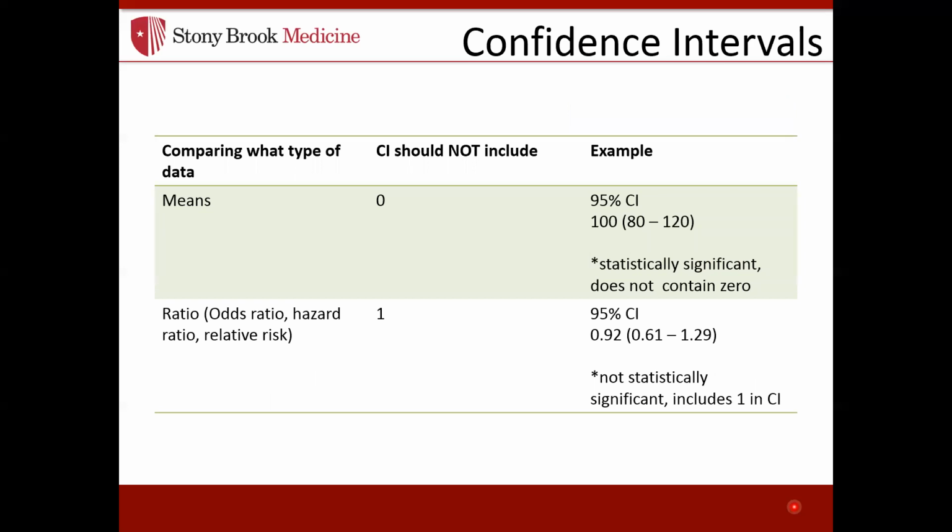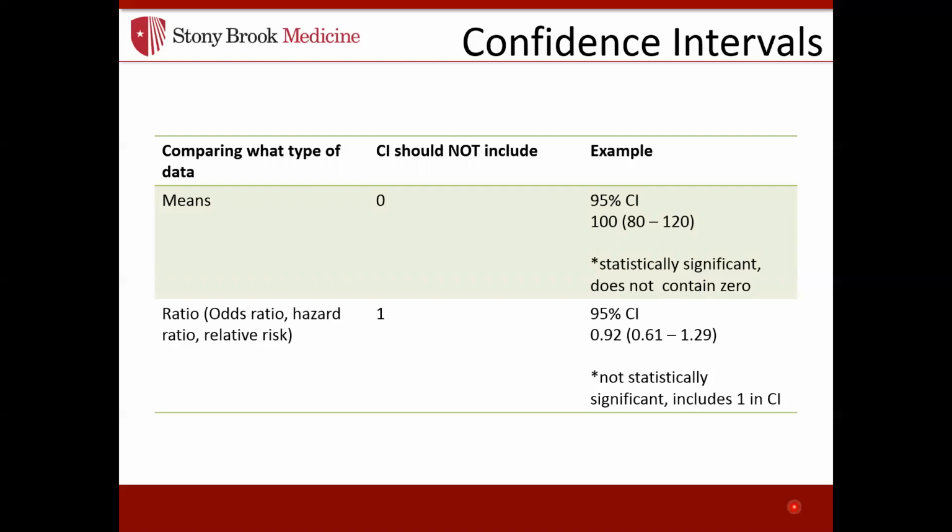In order to really see what would be a statistically significant confidence interval, you'd have to look at the type of data that you're comparing. If it is a means data, then the confidence interval should not include a 0. Here's an example. If you have a 95% confidence interval, and you have this value 100, and then this confidence interval between 80 to 120, this is statistically significant. It does not contain a 0.